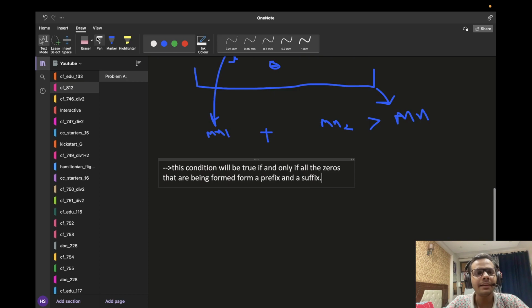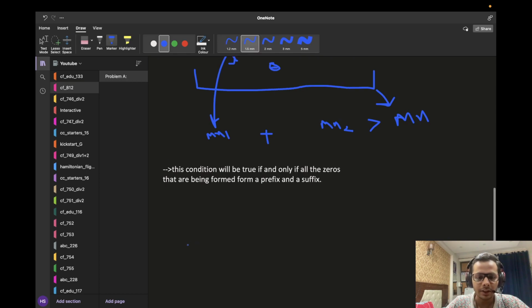Now when can we get that? It is pretty natural to think about when we can get that, and we can get that only if and only if our array looks something like this.